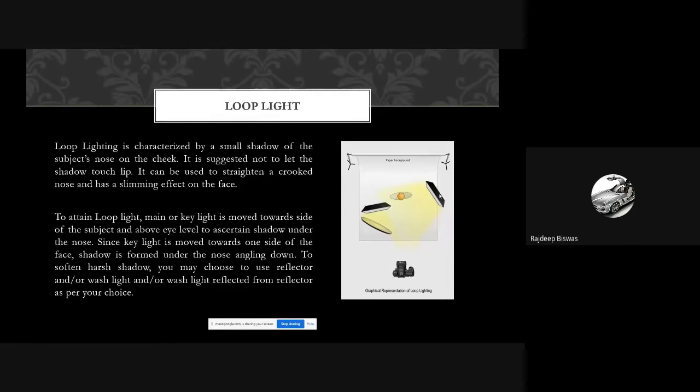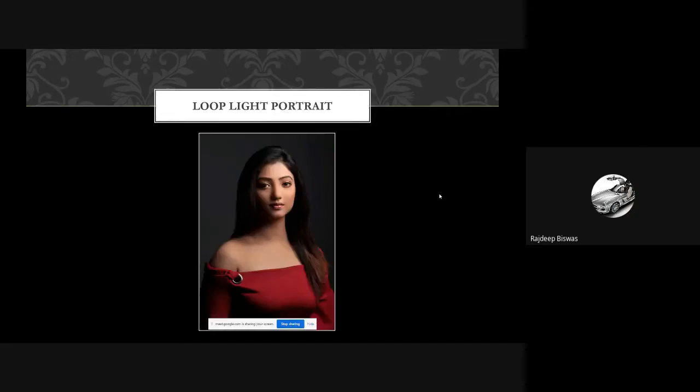Again, you may use a reflector or fill-in light as you wish to soften the shadows. If you see this, you see the U under the nose. This is the characteristic of loop light.